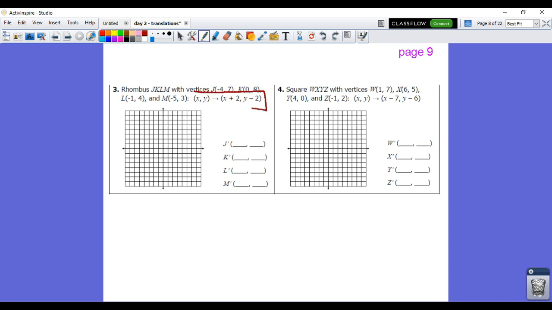So again, this one right here is going to go to the right 2, and it's going to go down 2. Again, why is it going down 2? Because that y value is a negative. Okay, so I'm just going to do 1 point here.